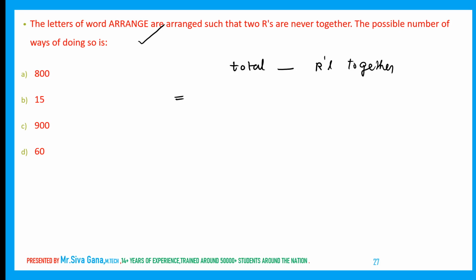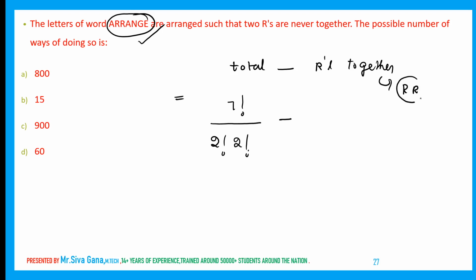Arrange. Total 7 letters can be arranged in 7 factorial. In that 2 R's are repeated, 2 A's are repeated. Minus R's together. Whatever is together, make it as one group. Next, remaining are A, N, G, E. These are total how many groups? 1, 2, 3, 4, 5, 6. 6 groups can be arranged in 6 factorial.